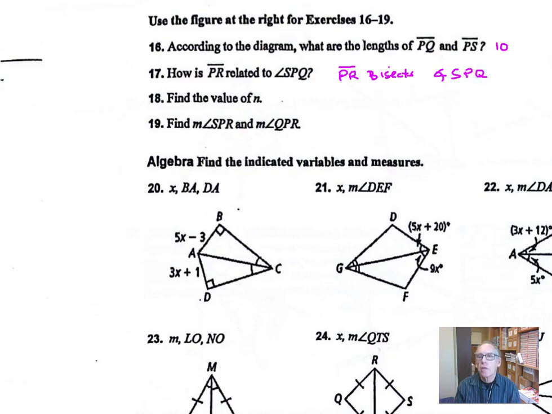Find the value of n. These two angles are equal to each other, so we have 5n minus 20 equals 3n. Add 20 to both sides, take away 3n. 2n is equal to 20, n is equal to 10. Find the measure of SPR. SPR is 5 times 10, take away 20, that's going to be 30. And QPR, same thing, 3 times 10 is 30 degrees.